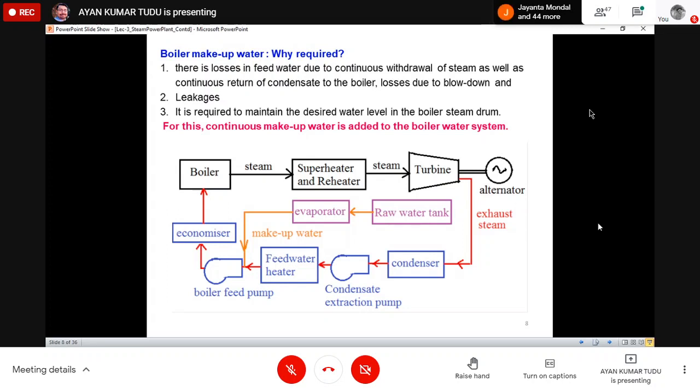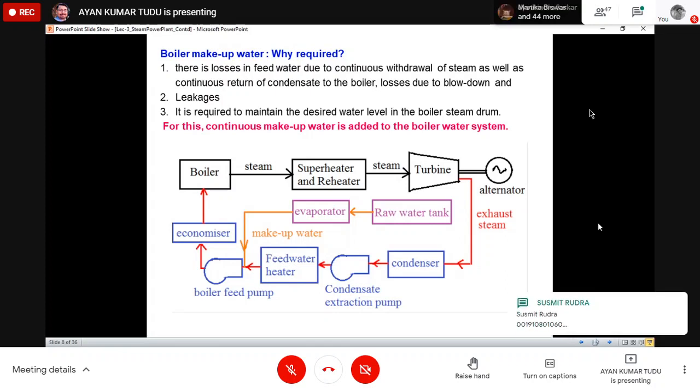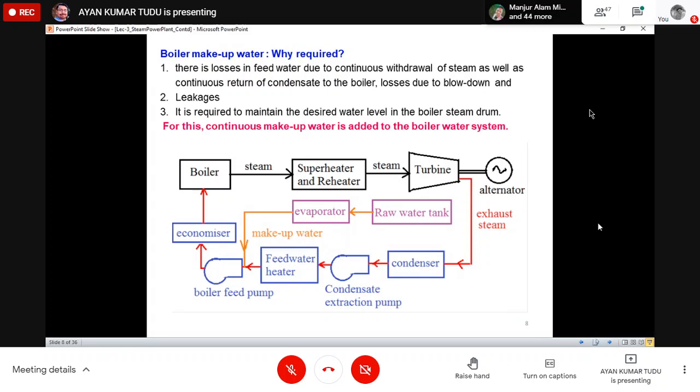From the cooling tower spray pond, we have the condensate. Our circulating water pump is bringing that water from the cooling tower back to the condenser, and that is now acting as our condensate or feed water. It is passed through the feed water heaters by the condensate extraction pump. And before this feed water heater, the makeup water is also coming.